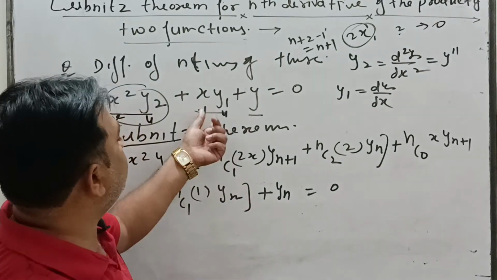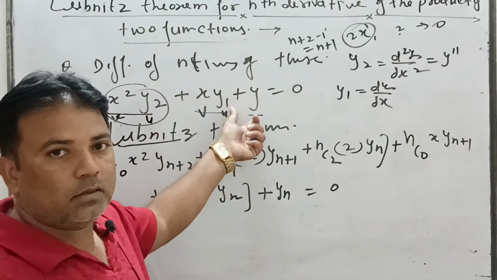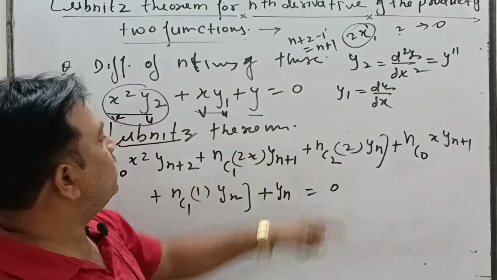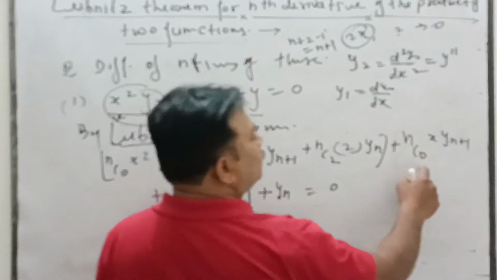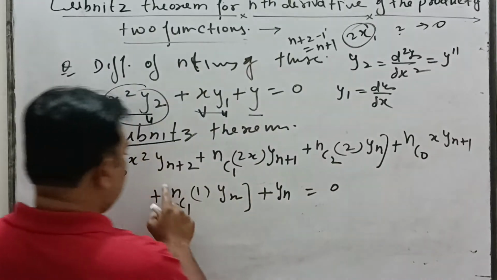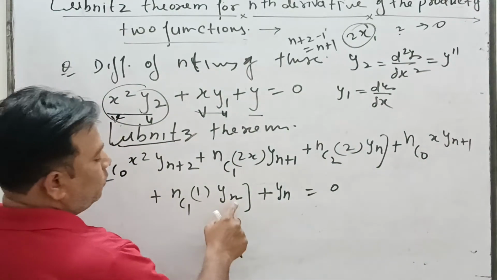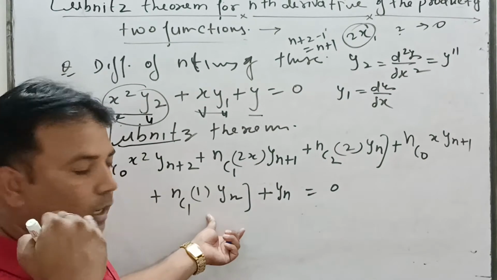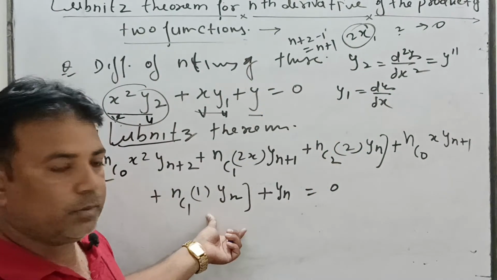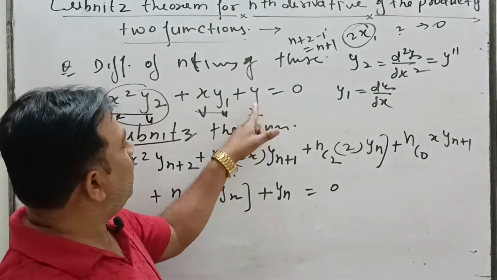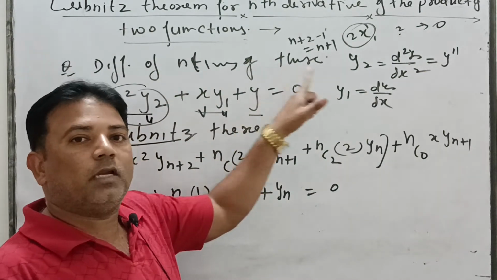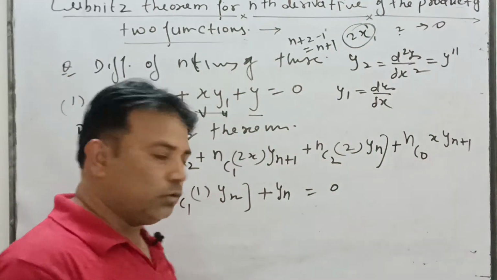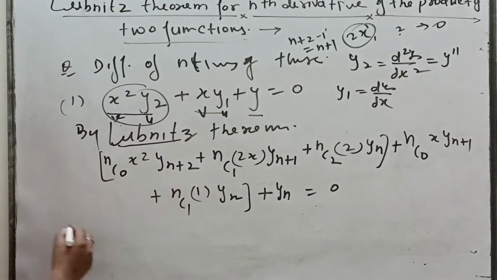Again a similar process for the second term, x and y1: this is u, this is v. Differentiating similarly: nC0 x y n plus 1, nC1 differentiation of x is 1, times yn. For the next term, differentiation of 1 is 0, so all next terms will be 0. Only this single term remains, as the derivative of yn is 0. We sort this out.